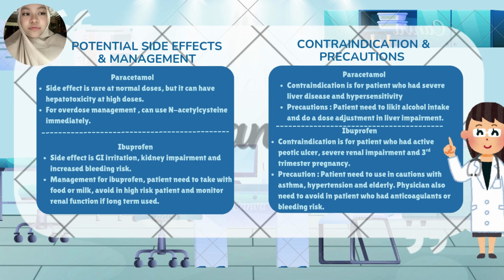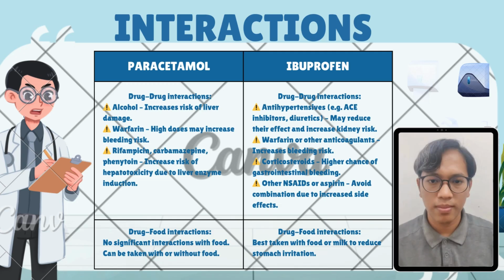For ibuprofen, contraindication is for patients who have active peptic ulcer, severe renal impairment, and third trimester pregnancy. Precaution of ibuprofen is that patients need to use it with caution with asthma, hypertension, and in the elderly, because physicians also need to avoid it in patients who have anticoagulants or bleeding risk.